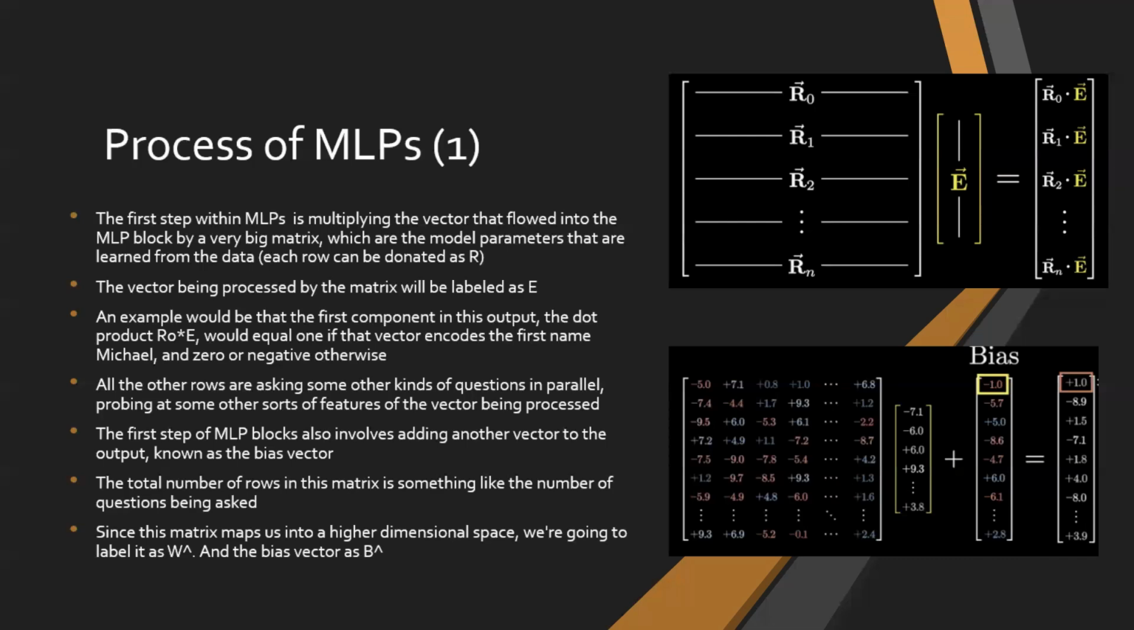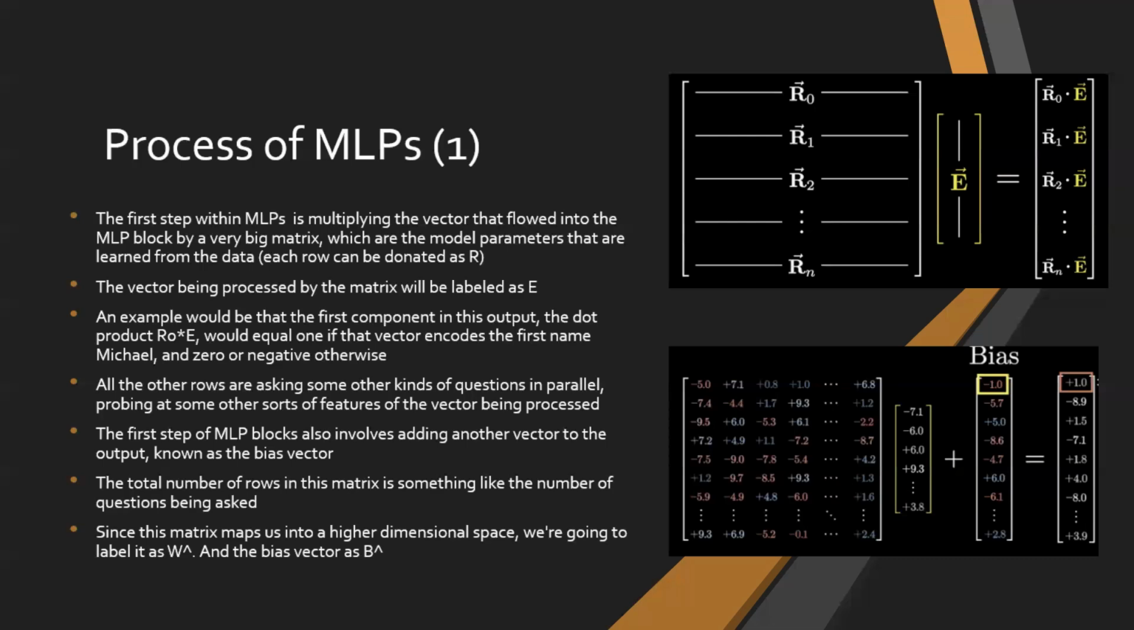All the other rows are asking some other kinds of question in parallel, probing at some other sorts of features of the vector being processed. The first step of MLP blocks also involves adding another vector to the output known as the bias vector. The total number of rows in this matrix is something like the number of questions being asked. Since this matrix maps us into a higher dimensional space, we're going to label it as W up and the bias vector as B up.